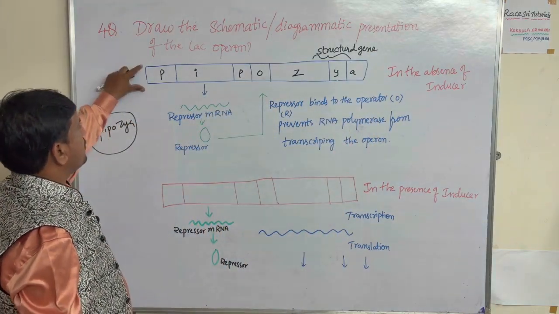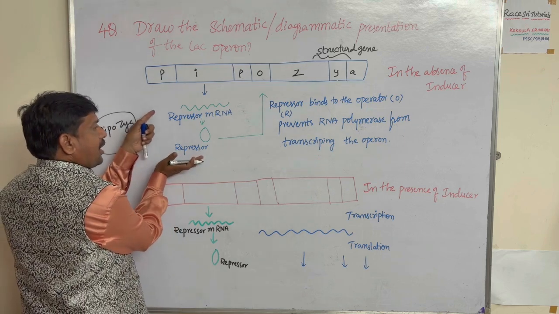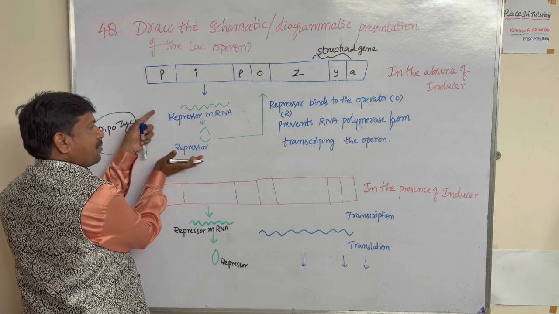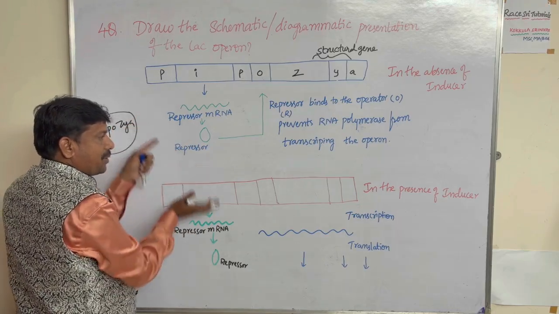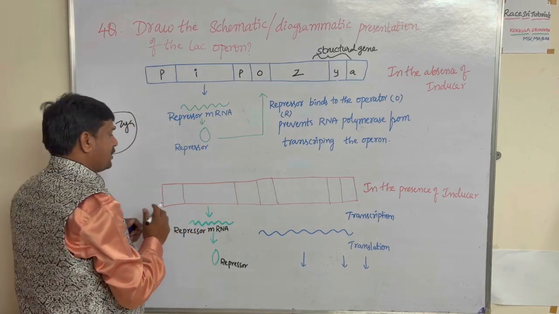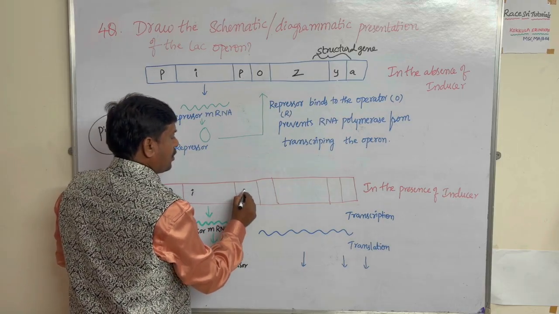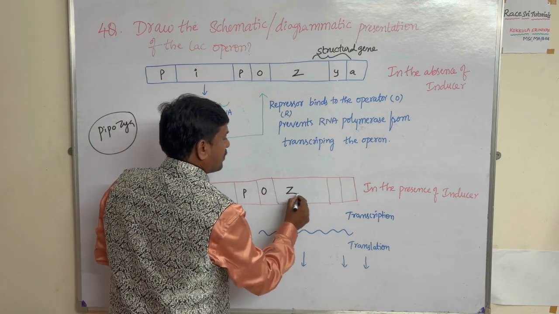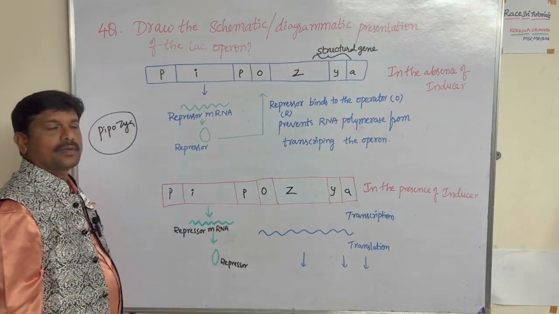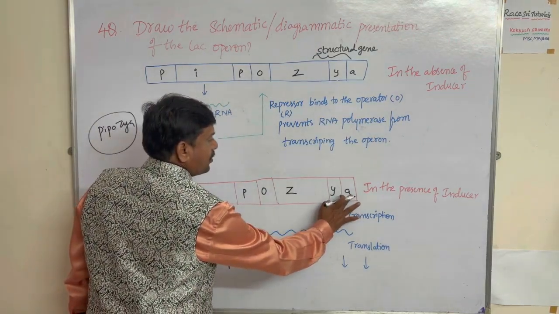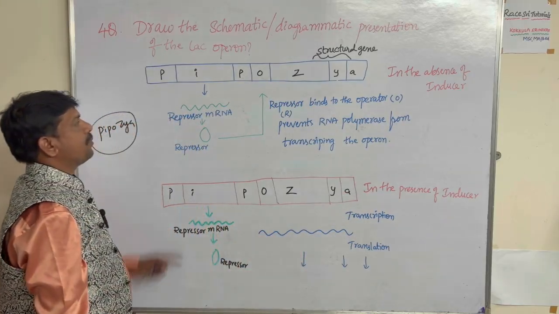So you write it this way. Here also, same like that only, you will write it. This is in the absence of inducer, one box. Here, presence of inducer. So you draw separate boxes and draw the diagram and substitute this P, PO, ZYA. That's it. So very simple, no? Very simplified: P, PO, ZYA.